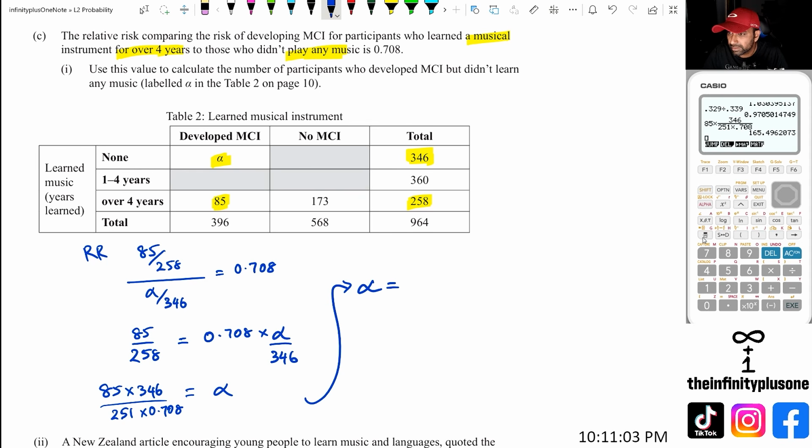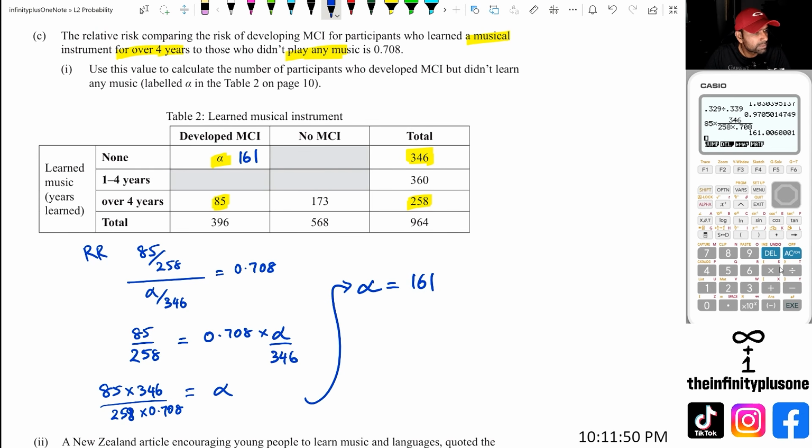I made a mistake here. The answer schedule is saying something different. Let me just double check this. 85 out of 258. Late in the night. 258, not 281. Much better. Alpha is 161. Okay, so that's going to give us this little value here as 161. And I think I'm done for this one.